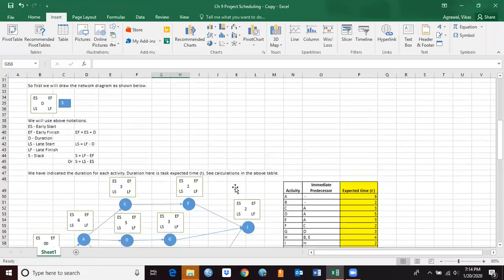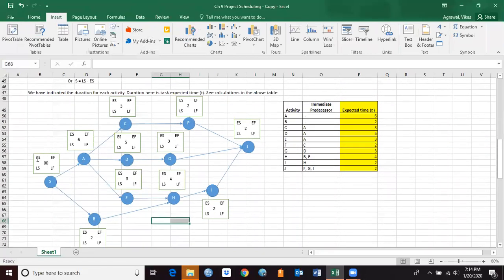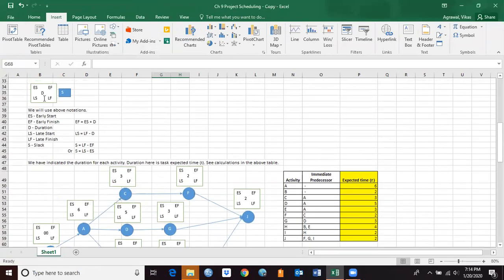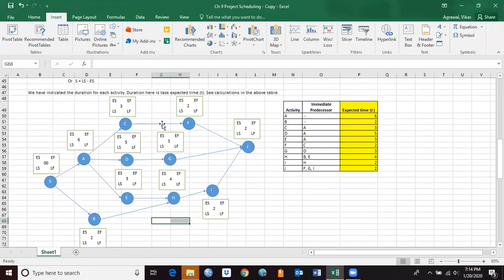The algorithm is going to follow this notation here. Every activity will have that box here: early start, early finish. So the first thing we're going to do is list the duration here. D is the activity expected time, for which we have done the calculation here. If you see a dummy activity, S is a dummy activity. It does not have any duration, it does not consume any resources. So we just need this one to complete the diagram.